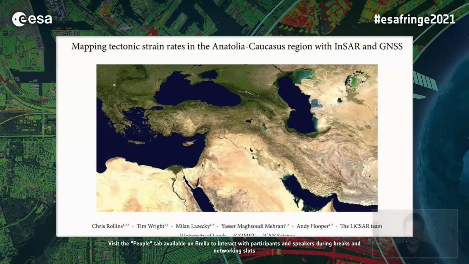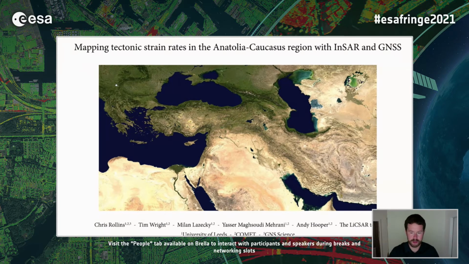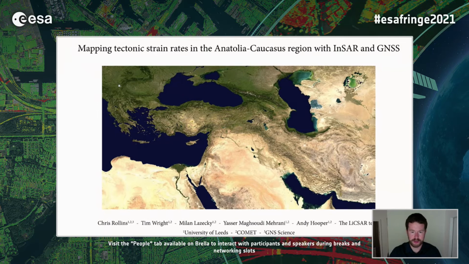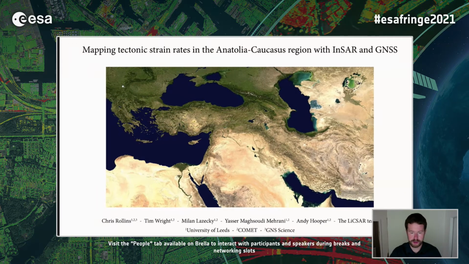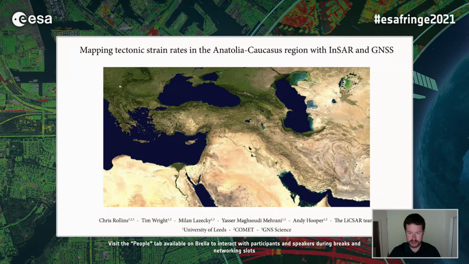I'll be talking today about some work I've been doing to use InSAR and GNSS data to characterize strain accumulation rates in the Alpine Himalayan belt in the western part, from Anatolia through the Caucasus into northwestern Iran. This is work I've been doing at the University of Leeds in partnership with a large team of people, including Tim and Andy, and many people mentioned here. To all my collaborators and everyone that's helped out, thanks very much.